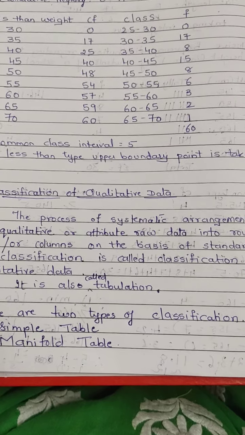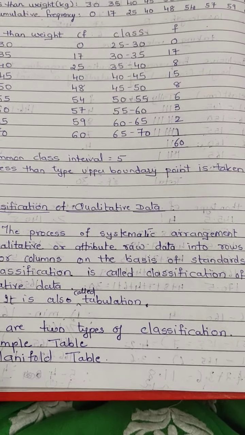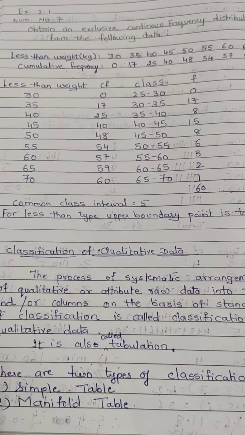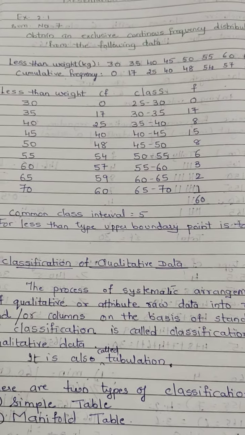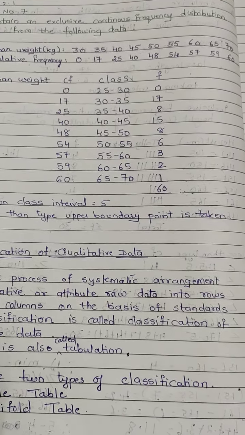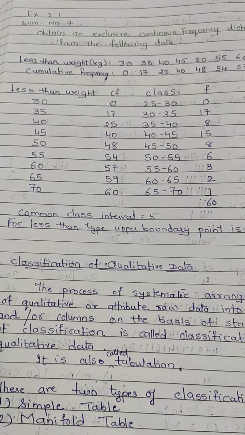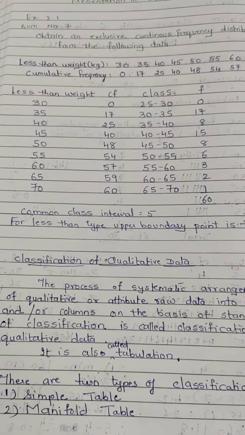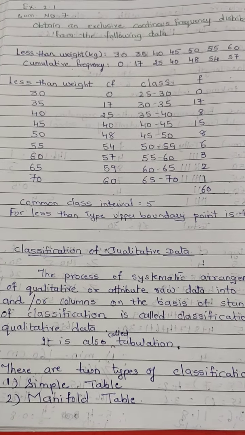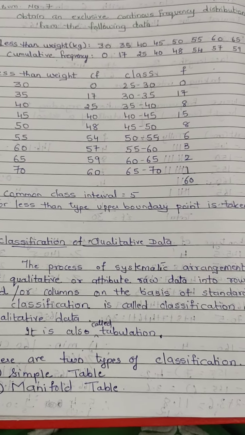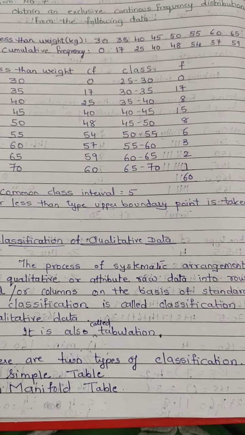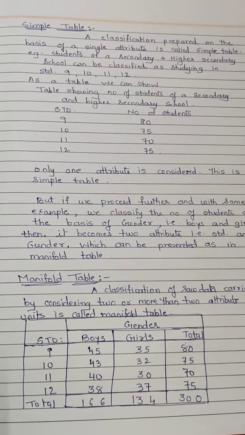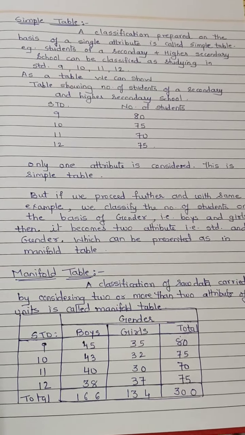What is that? The process of systematic arrangement of qualitative or attribute raw data into rows or columns on the basis of standards of classification is called classification of qualitative data. It is also called as tabulation. There are two types of classification of qualitative data: simple table and manifold table. Let us see first what is simple table.